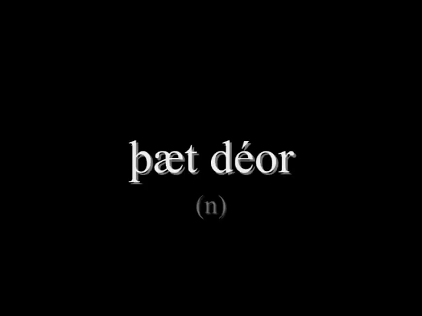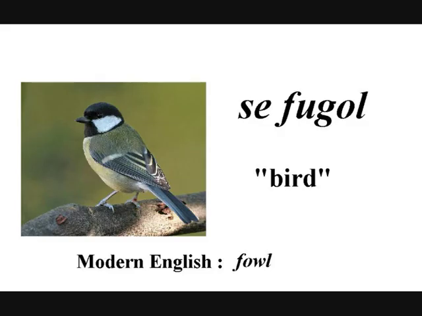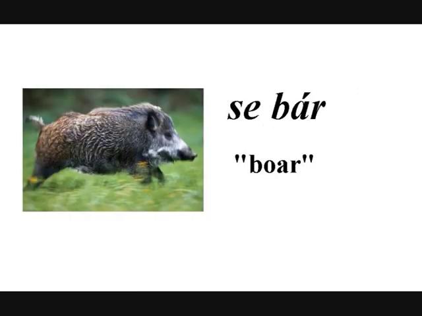Þæt deor, animal. Þæt deor, which became the word deer in English, but in Old English it just meant an animal in general. Se fugol, bird. Se fugol. And that became the modern English word fowl, as in wildfowl. Se bar, boar. Se bar.